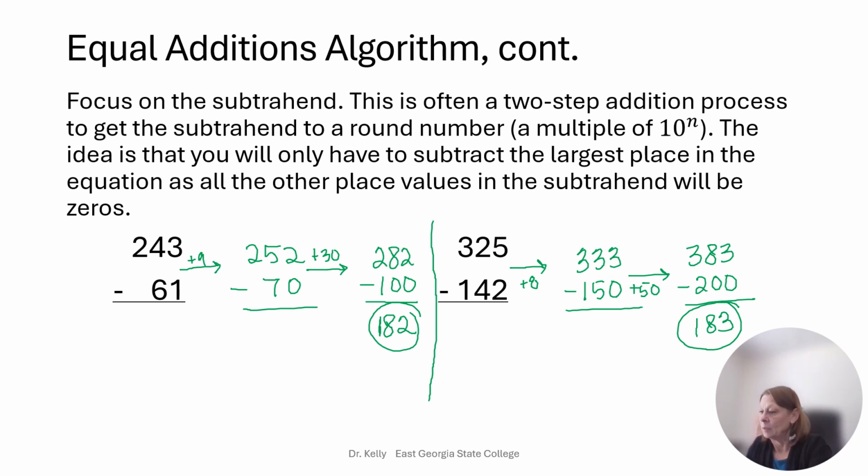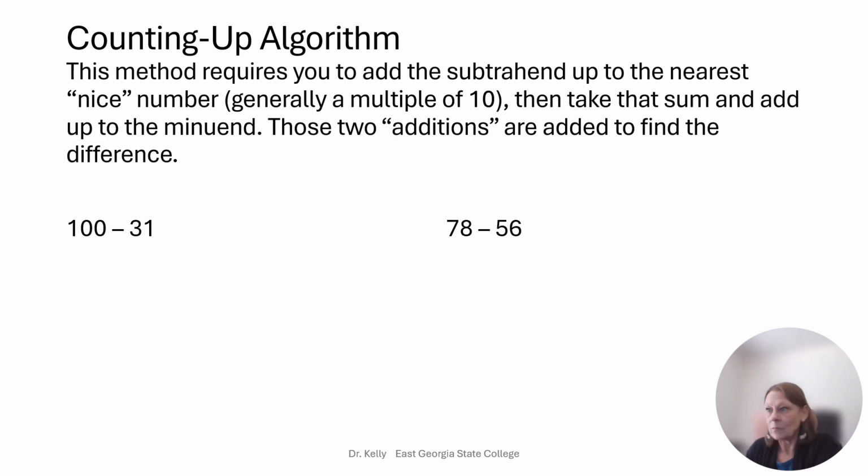Okay. All right, and this also works for addition as well, and a lot of times you want to deal with things that have zeros in them. This next algorithm is called the counting up algorithm, and it requires you to add up the subtrahend to the nearest nice number, usually a multiple of 10, and then take that sum and add up to the minuend, and those two additions are added to make the difference. So let me just show you. It's definitely something that needs to be demonstrated.